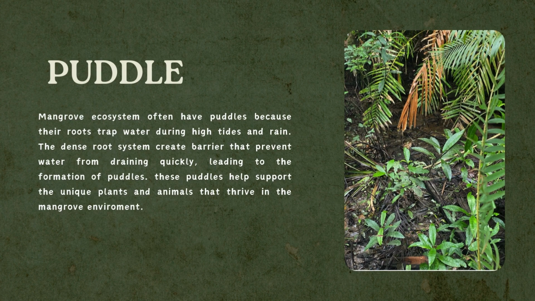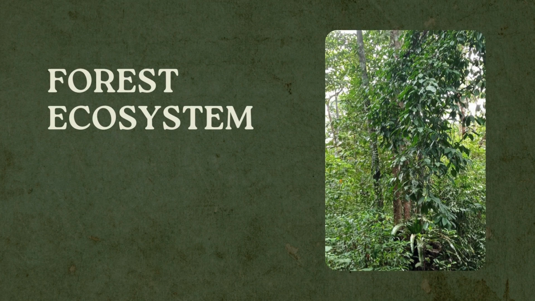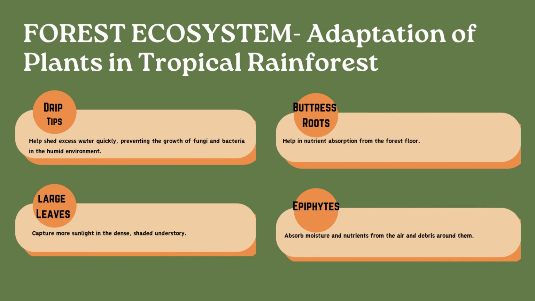Lastly, for puddle, mangrove ecosystems often have puddles. Next, we will talk about the forest ecosystem. The Unimas forest, which is part of the Borneo rainforest, hosts a variety of plant species adapted to its specific environmental conditions. Here are some key adaptations of plants in this tropical rainforest.